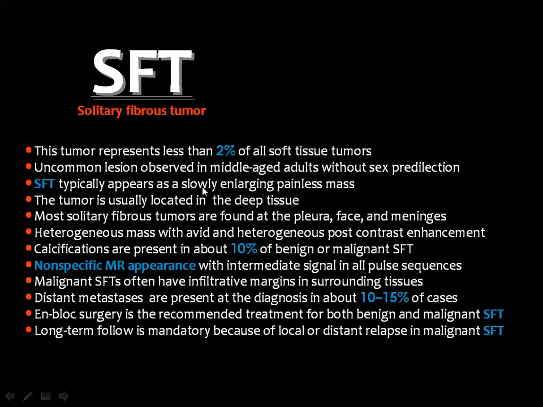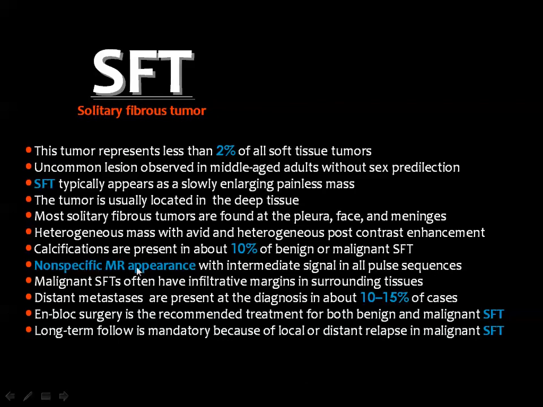This is a slowly enlarging painless mass, and the tumor is located in the soft tissues. It can be seen in the pleura, it can be seen in the face, and also, of course, in the meninges. This lesion may show homogeneous signal intensity and density with homogeneous, usually, or heterogeneous post-contrast enhancement. It can contain calcium in about 10% of the lesions.